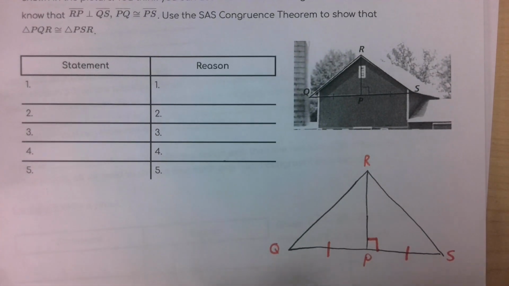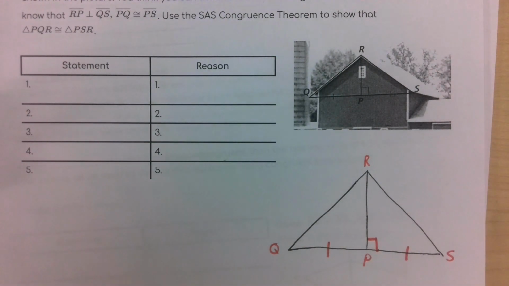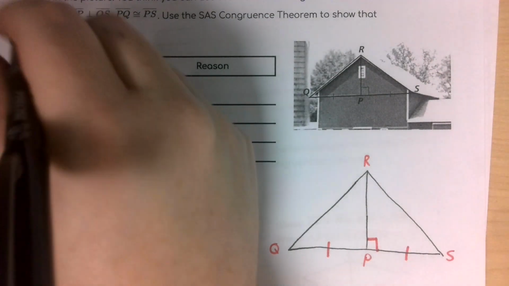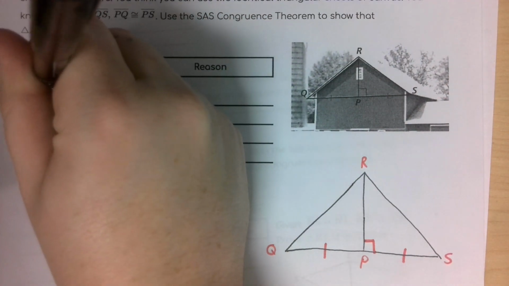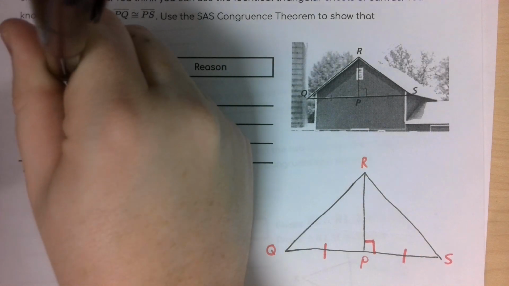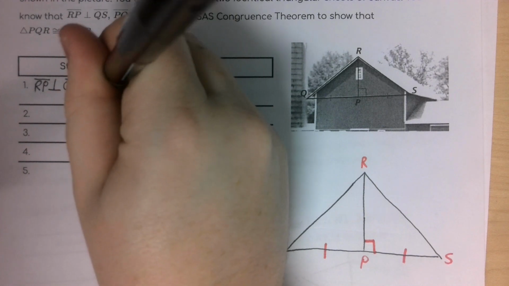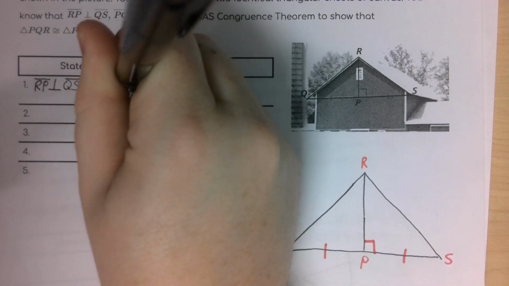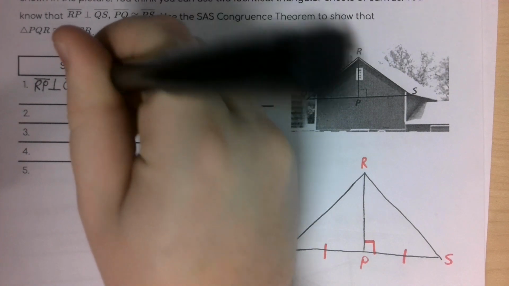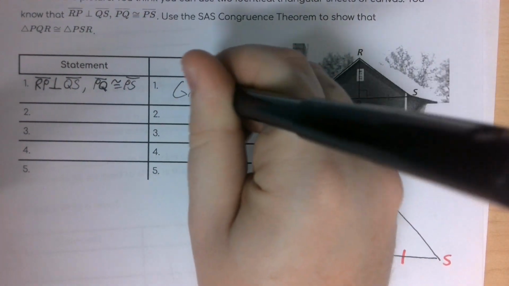And we need to somehow use side angle side to show that triangle PQR is congruent to triangle PSR. In other words, the left triangle is congruent to the right. So when approaching a proof, we always want to write down our given. RP is perpendicular to RS. PQ is congruent to PS. And those are our givens.